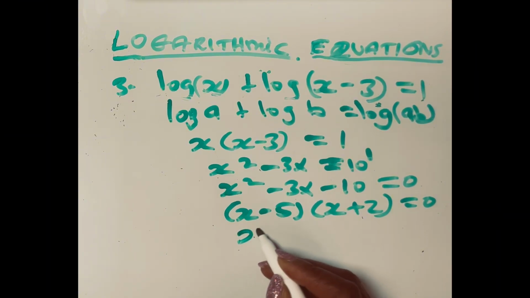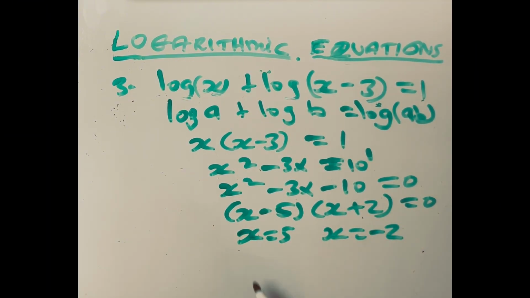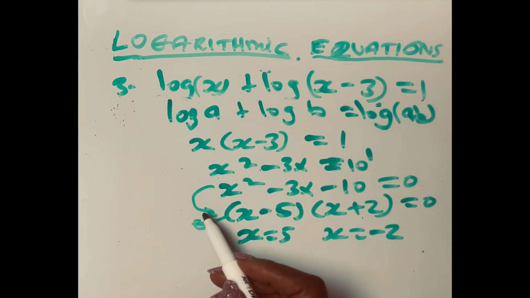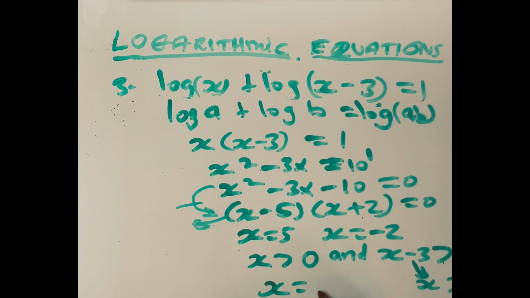We're going to end up with x is equal to 5 and x is equal to -2. So remember, to go from here to here, you need to go back to my previous videos and learn how to factor. After checking the domain, you can see that only x equal to 5 is a valid answer.